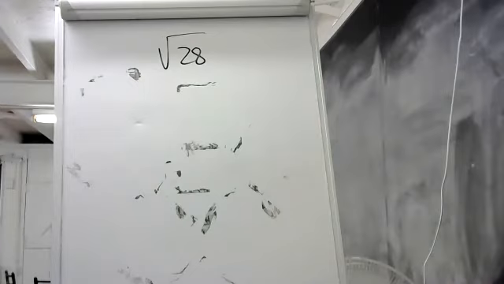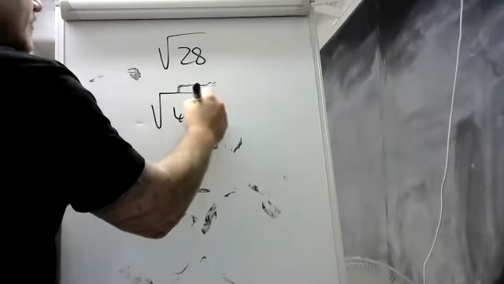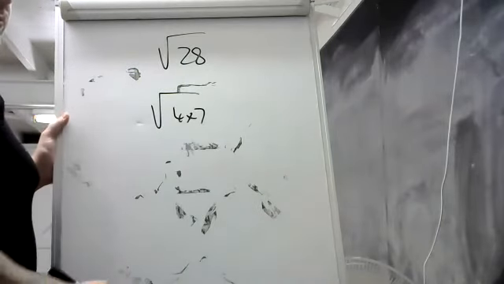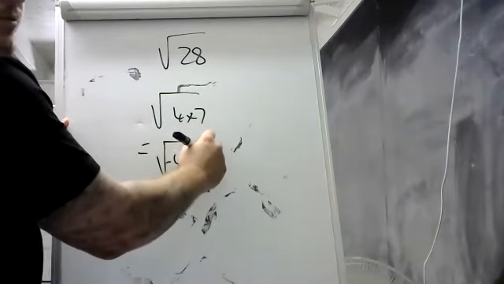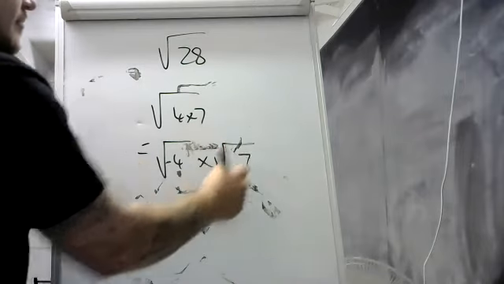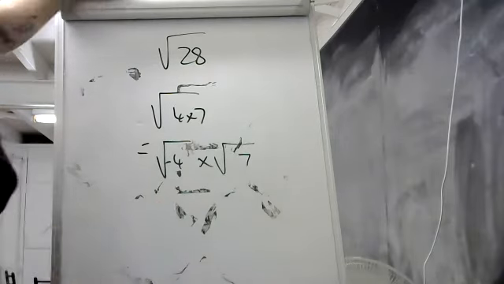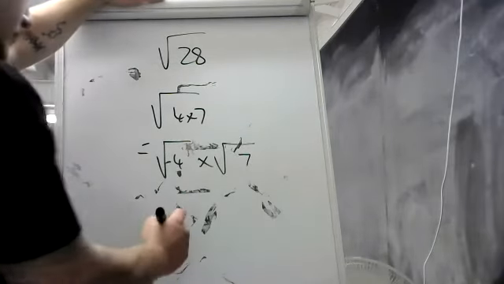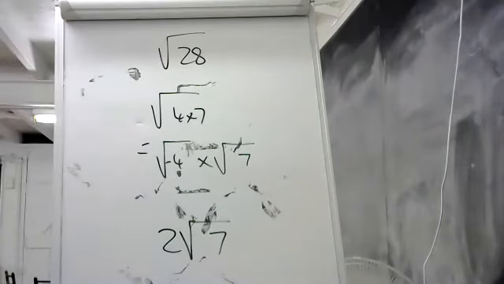You can break it down into square root of 4 times 7. So then you can do the square root of 4 times the square root of 7. And then from there you can break down the 4 into the square root of 2 times the square root of 2, which just equals 2. So you get 2 times the square root of 7, and that will be your final answer. 2 times the square root of 7. Perfect.